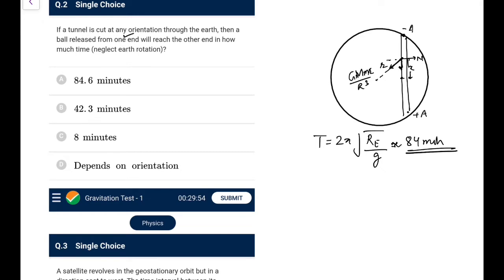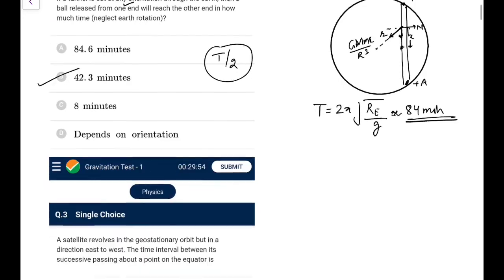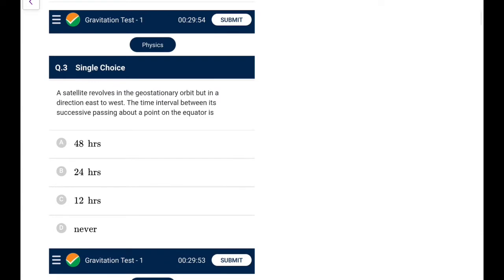Let's say if I dropped it, this is the extreme position, the mean is in between, so this would be negative to positive extreme. The time taken from negative to positive extreme is half of the time period of the SHM, so that would be 42.3 minutes. So don't go in a hurry. The answer is not 84, it is half of that, because it is not asking the time period, it is just asking how much time it takes to go from one extreme to another. So it's a very important question asked many times in many exams.